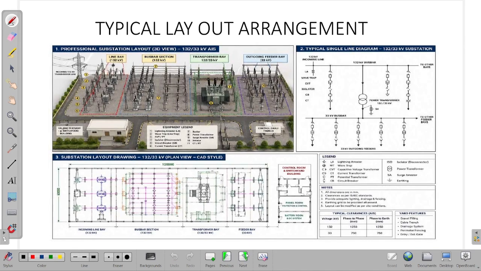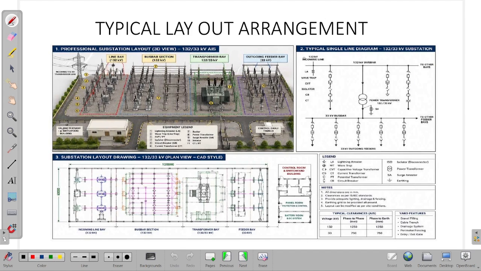Now we'll look at some typical layout arrangements. Here is the case of a 132/33 kV substation. It is the 3D view. You see, this is your line bay. This is the busbar section. This is the transformer bay and outgoing feeders.